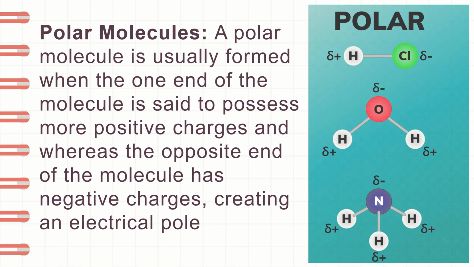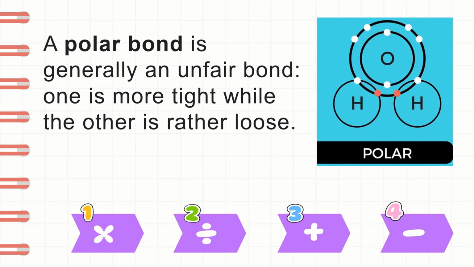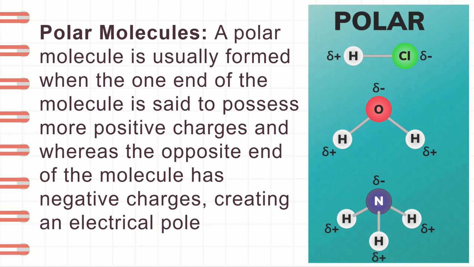So ano yung unfair bond na sinasabi dito? Ito yung charges. So sa isang molecule there are charges, positive and negative. So here, ang molecule ay nagpo-possess, so ibig sabihin, there is more positive than negative.